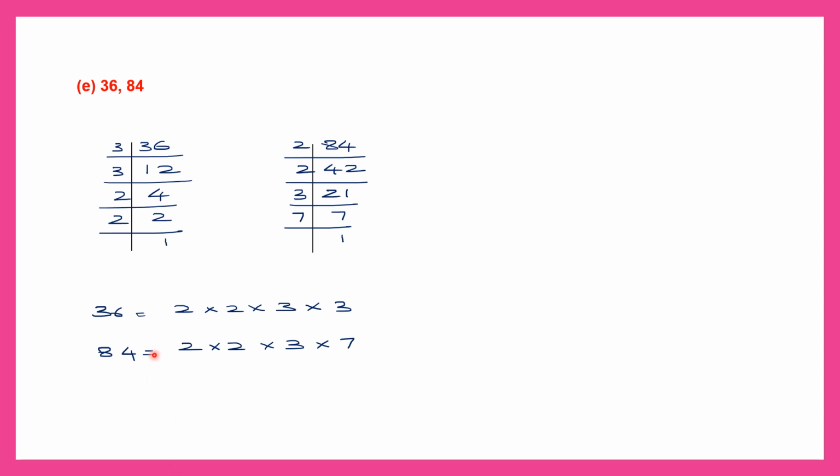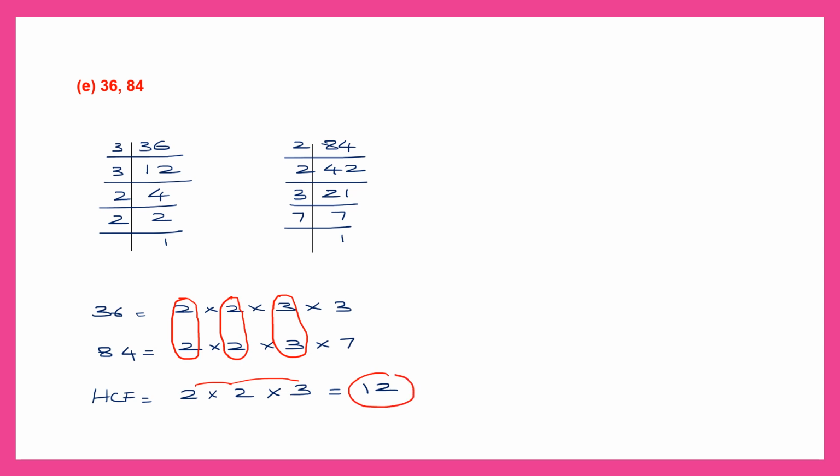Now what are the common ones? I can see 1 2 here and a 2 here. One more 2 there and a 2 here. There's a 3 there and a 3. So these are 3 common factors. So let's circle them. So now 2 and 2 and 3 are the 3 common factors. Now let's find the HCF. So HCF will be 2 into 2 into 3. So let's multiply. 2 twos are 4, 4 threes are 12. So the HCF here is 12. The HCF of 36 and 84 is 12.